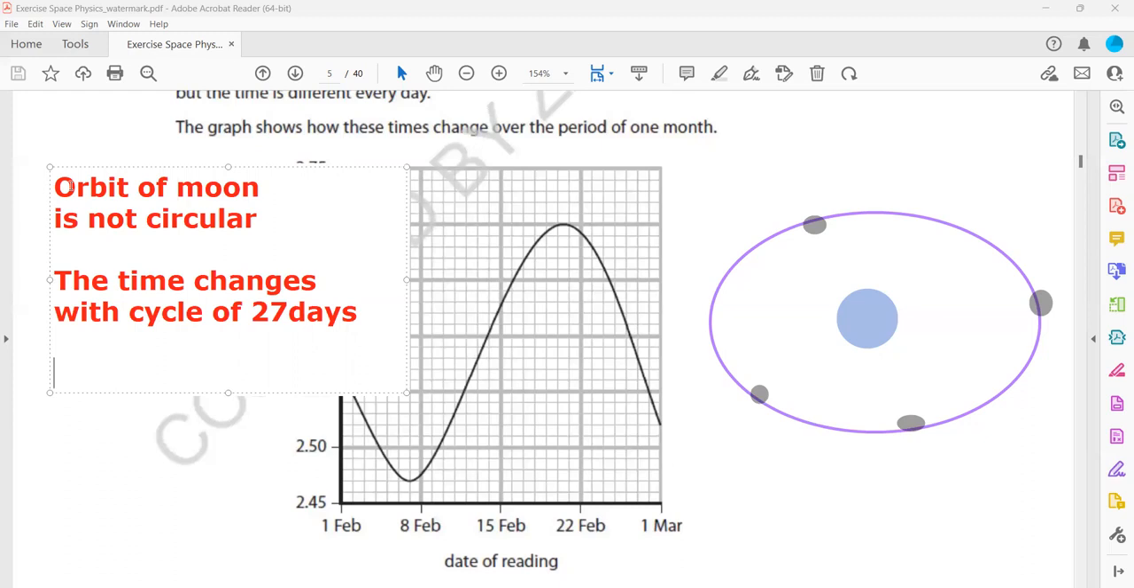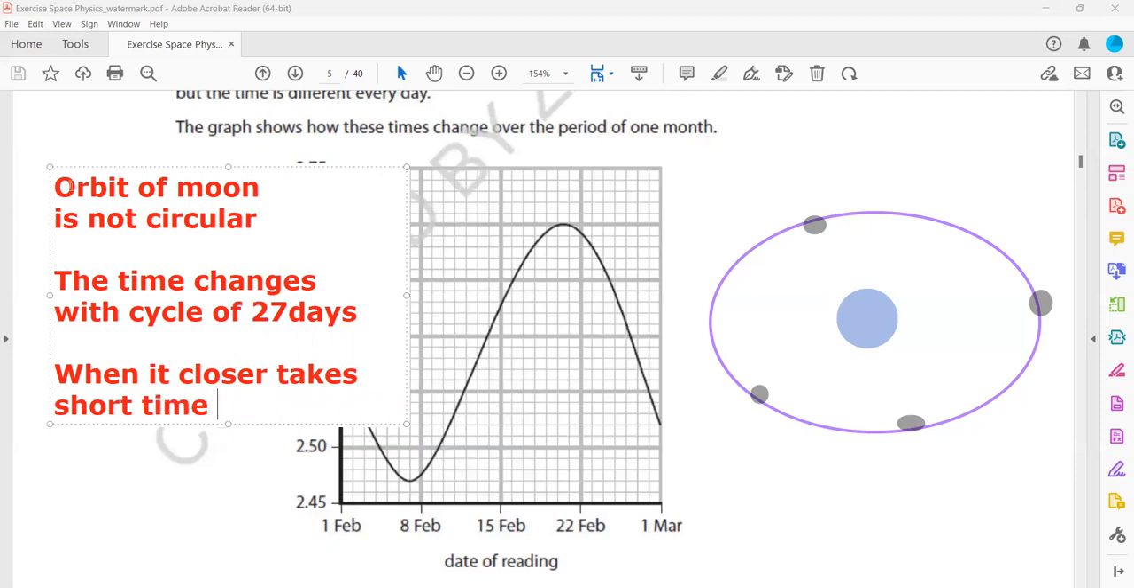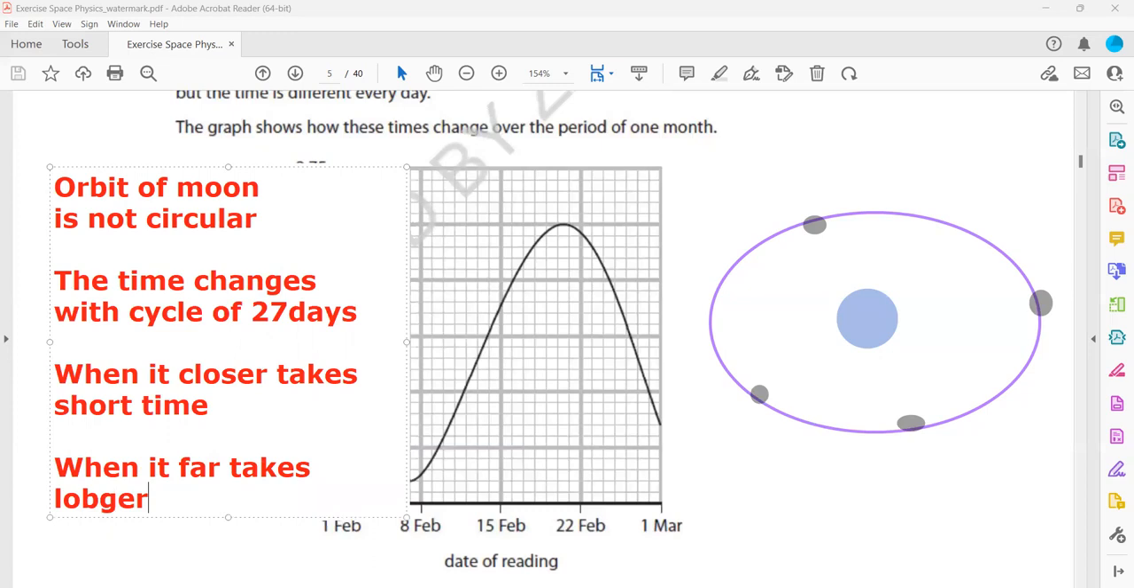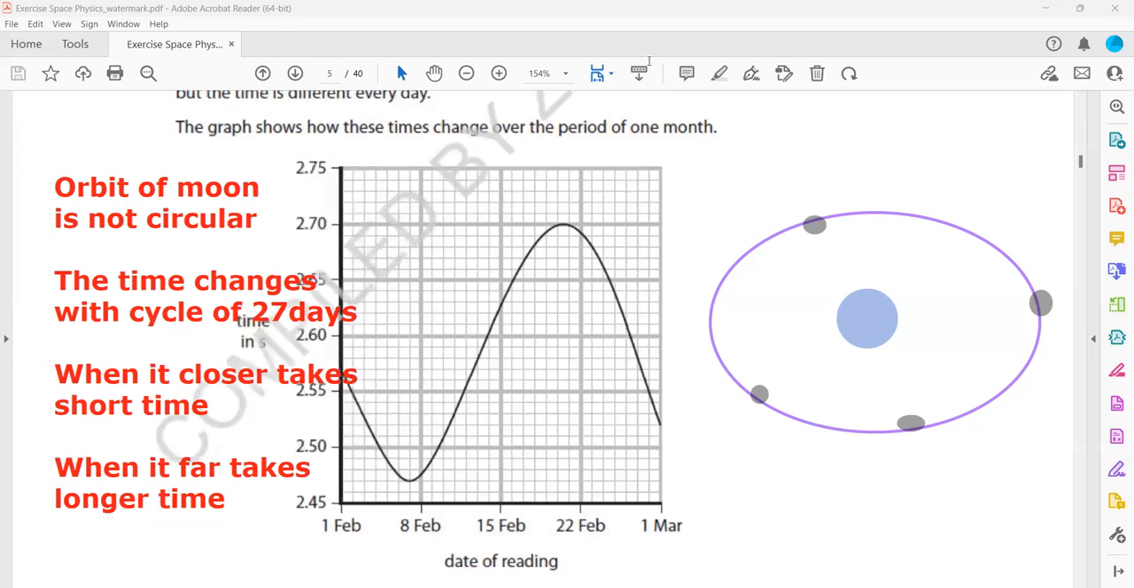And then the third point, that when it is closer, it takes a short time to reflect the light. And when it is further, it takes longer time to reflect the light. Is it clear what we can deduce about this from the graph?